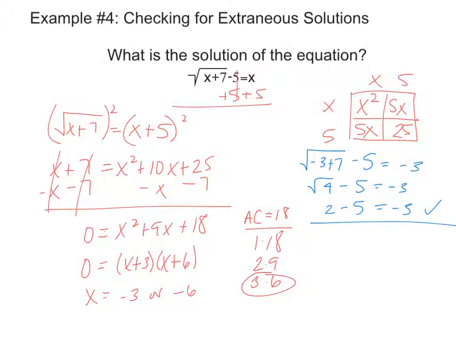All right, let's try the second one. The square root of -6 plus 7 minus 5 equal to -6. That would be the square root of 1 minus 5 equal to -6. And that's really 1 minus 5 equal to -6, which is not true. So this one is our extraneous solution. Okay, the first one is the actual solution. All right, let's try the next one.